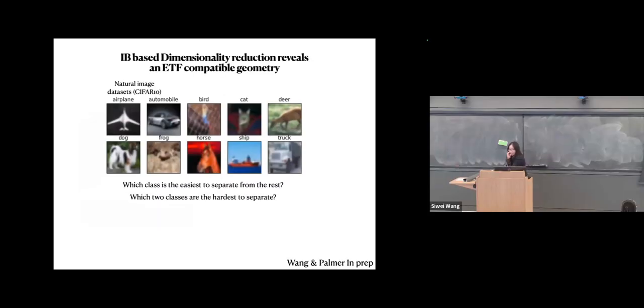The example I'm showing you is based on CIFAR-10, which has 10 different classes of natural images. And there are two questions here. I need a volunteer to take a guess. The first one is, after you take a look at the 10 different classes, which one do you think is the easiest to tell?